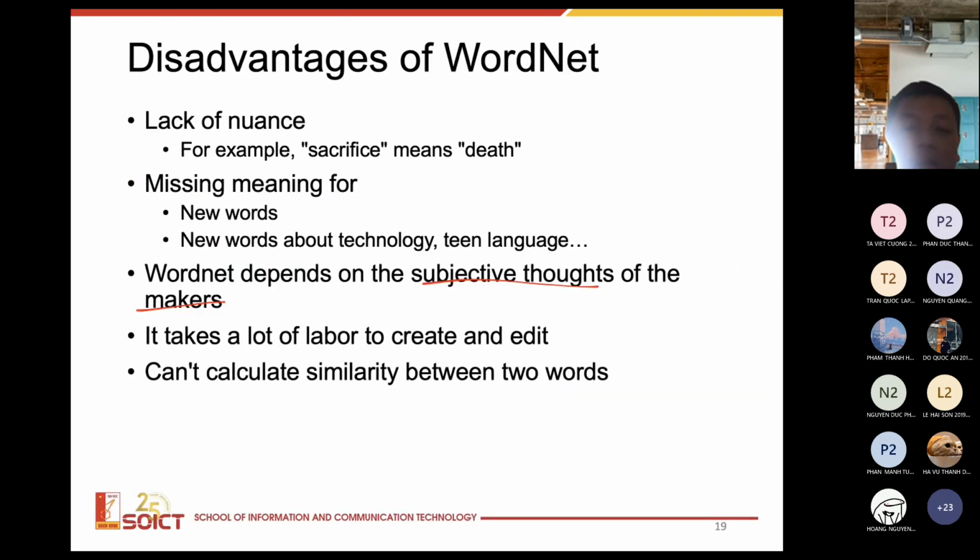we cannot calculate similarity between two words. There's no information in WordNet to say whether this word is more similar to this word than to the other word. Of course, we can say that if the words are in the same synonym set, they are similar, but we cannot compare. Like, is this word similar or less similar to the other word, right?